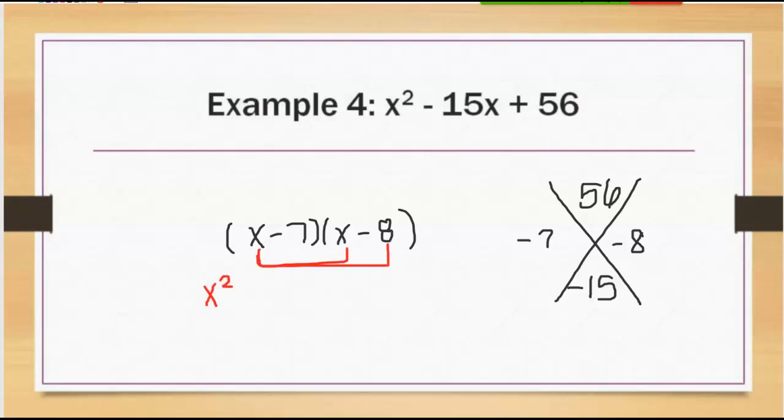So you have x squared minus 8x minus 7x plus 56. Combining your middle terms, you get negative 15. So again, all of these can be checked by FOILing like we did at the beginning of class today.